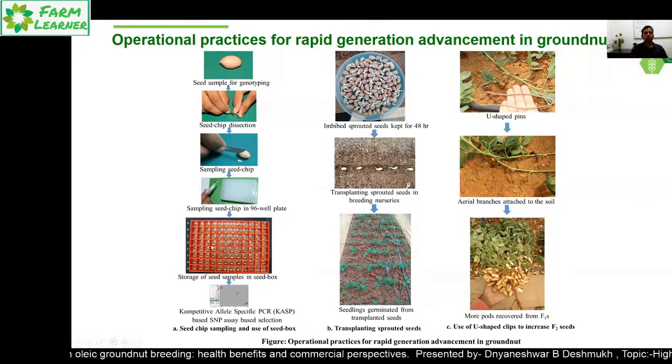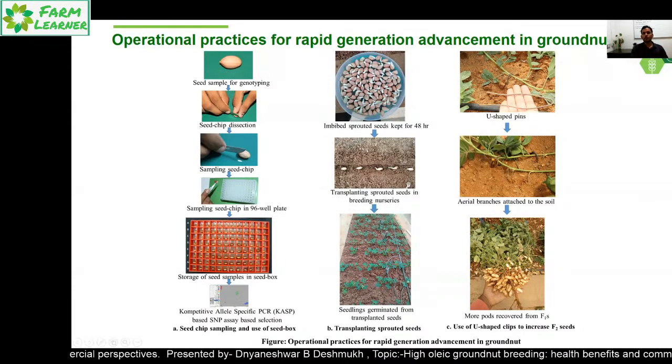So here we tried seed-based genotyping. The benefit is that we don't need to plant the seeds directly, and straight away we can reject or select the seeds on the basis of their genotypes. So that's how we have the advantage of seed chip for rapid generation advancement.